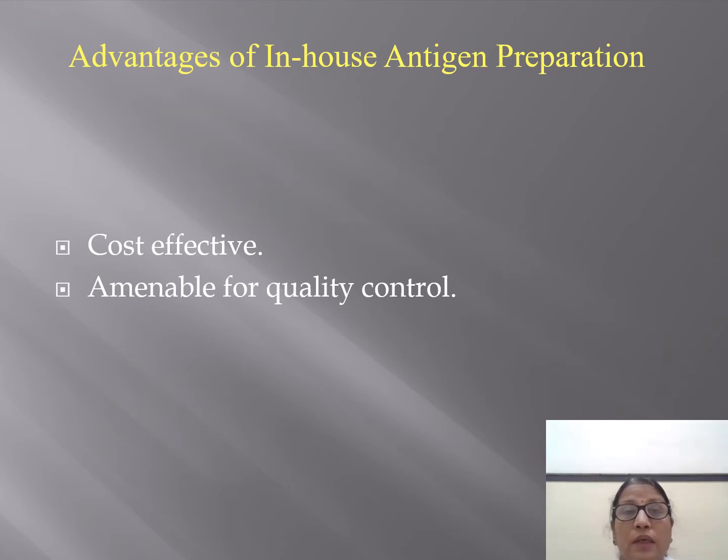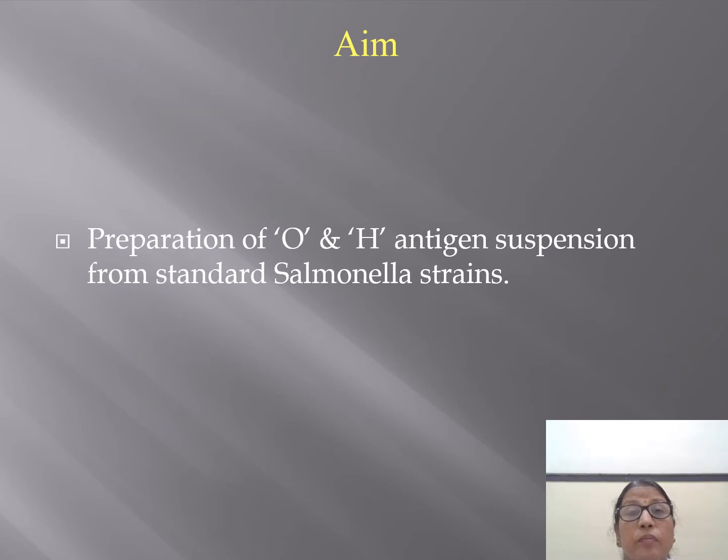But before performing the test, we have to prepare the antigen. Previously, the antigens were prepared in our laboratory. Now they are available commercially. Why did we prepare antigen in laboratory? Because it becomes cost effective and they are amenable for quality control also if we prepare them in-house. So when we prepare antigen, there is preparation of O antigen as well as H antigen suspension from a standard Salmonella strain. Standard Salmonella strains are taken up in order to prepare antigen O and H for Vidal test.